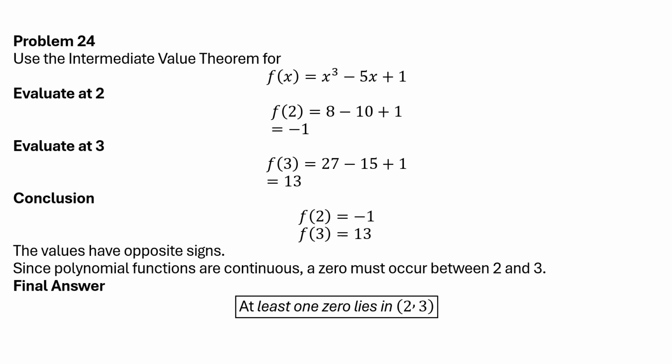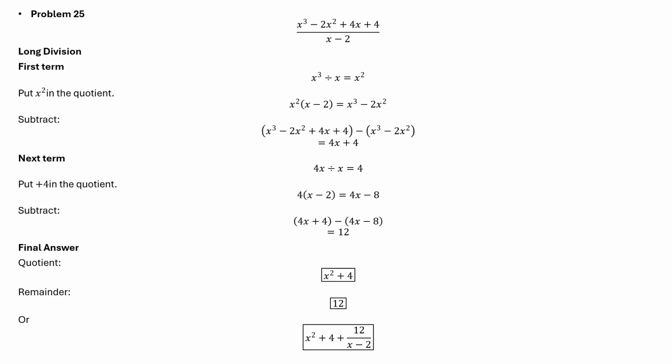2 and 3. Divide x cubed by x to obtain x squared. After subtracting, bring down the remaining terms. Next, divide 4x by x to obtain 4. The remainder is 12. Therefore, the quotient is x squared plus 4, with remainder 12.